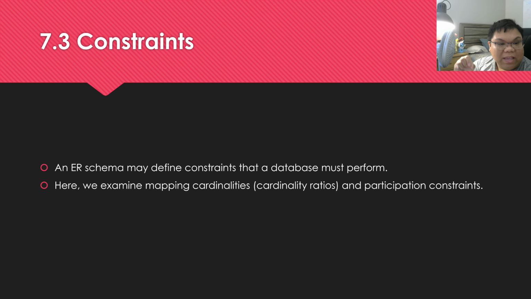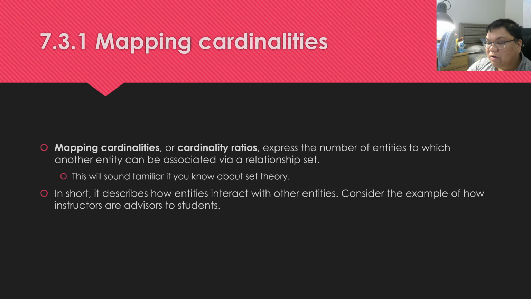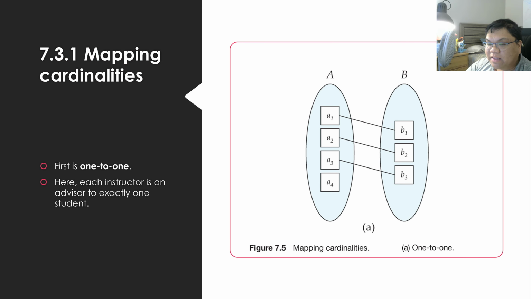So, an ER schema may also define certain constraints that a database must adhere to. Here we're talking about mapping cardinalities and participation constraints. A mapping cardinality is going to be more familiar if you have taken a course that touches on set theory. So for example, let's consider how instructors are advisors to students. The simplest example is one-to-one.